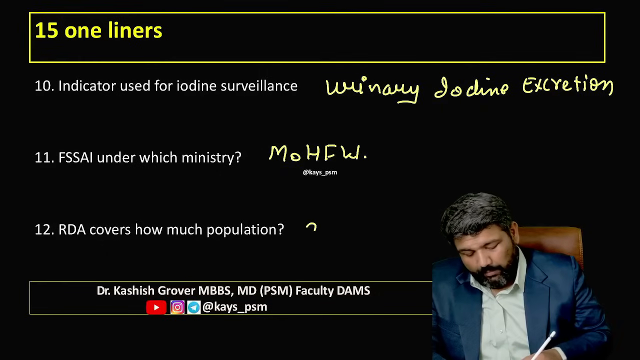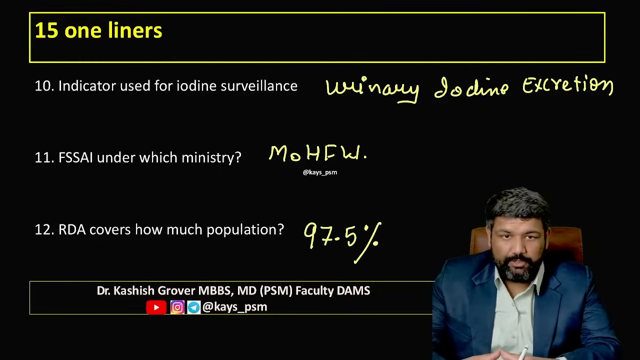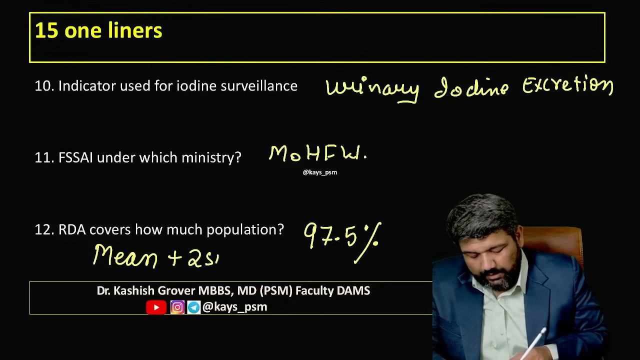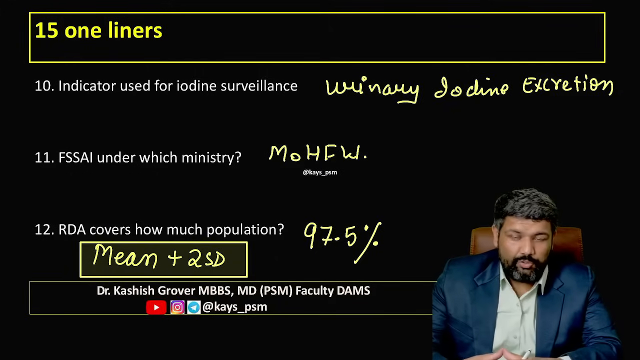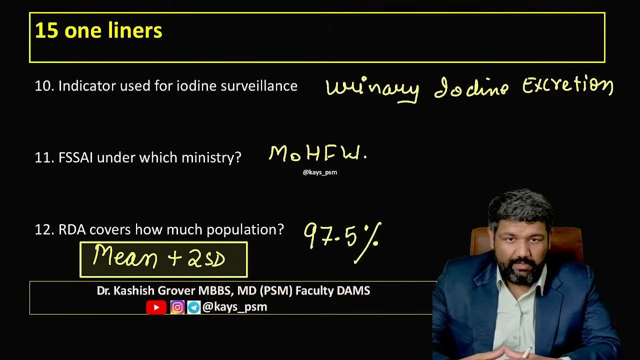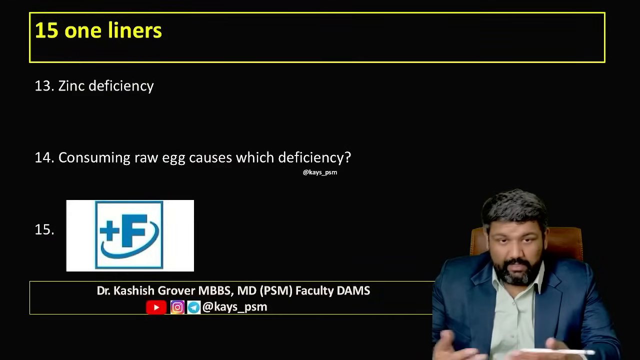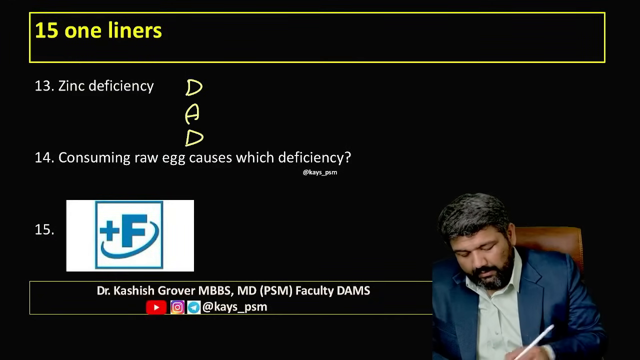RDA covers how much population? 97.5% population. It is not 95%, but it is 97.5% population, right? It covers mean plus 2 standard deviation. Please mind here, I am not writing mean plus minus 2, I am writing mean plus 2 standard deviation. It covers 97.5% population.